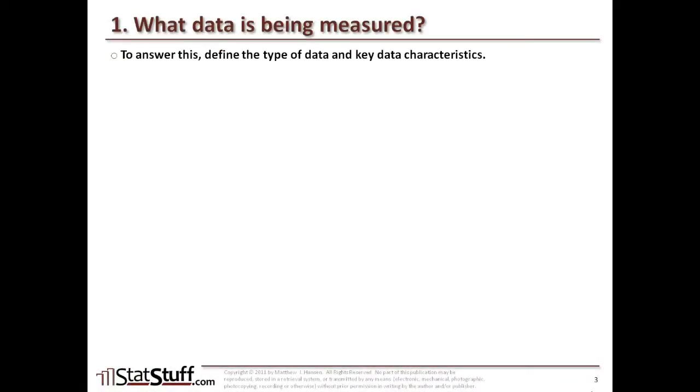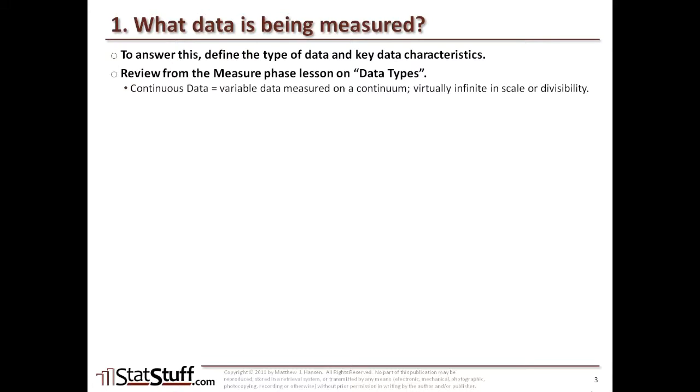Well, in order to answer this question, we need to define the type of data that we're looking at, as well as some key data characteristics. Some of the items we reviewed before in another lesson in the measure phase on data types, we've looked at continuous data versus discrete data, where continuous data is really a variable type of data that's measured on some continuum. That is, it's virtually infinite in scale or divisibility.